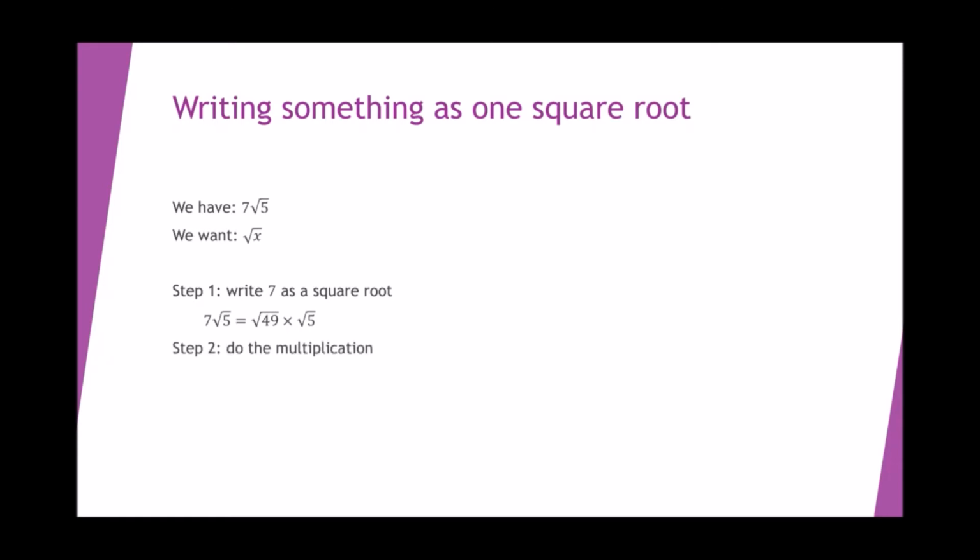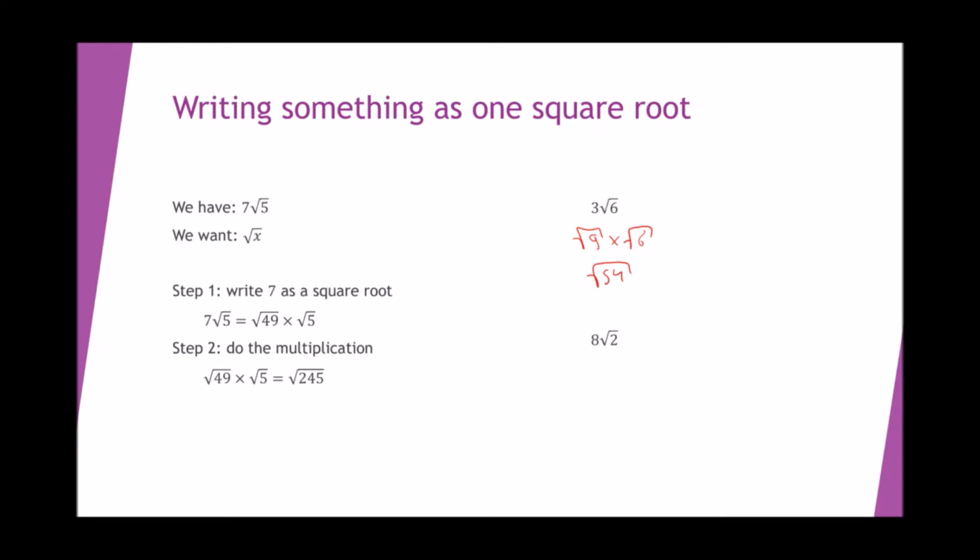But then we've already seen before how we can multiply square roots. So at this point I can just multiply them together and get square root 245, and now it is written as one square root. So let's do a few more examples. Let's have a look at 3 square root 6 and then also at 8 square root 2. So 3 square root 6, I start by writing the 3 as a square root. So I get square root 9 times square root 6. And then I do the multiplication. 9 times 6 is 54.